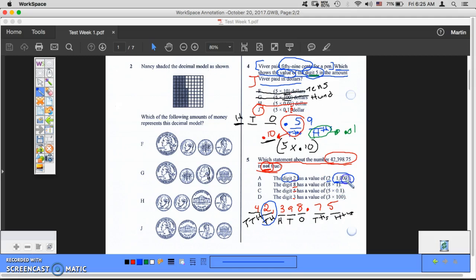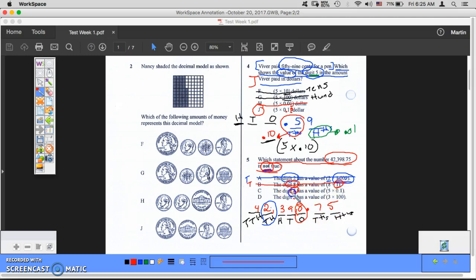It's saying look at the thousands place. Do you have a 2 in the thousands place? Yes, I do. But remember, you're looking for the one that's not true. So I'm going to put a letter T next to A, but I'm looking for the liar. So that ain't it. Letter B. The digit 8 has a value of 8 times 1. So it's saying in the ones place, do you have an 8 in there? Yep, look, in the ones place I have an 8. That's true, but I'm looking for the liar, so I need to get rid of it.